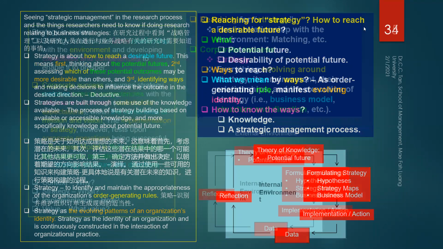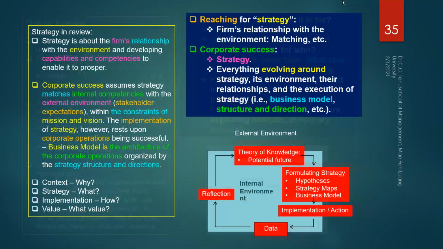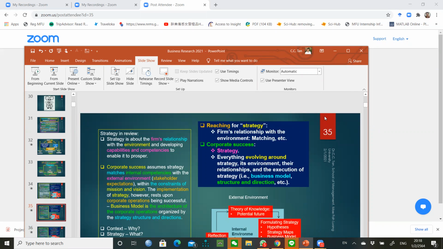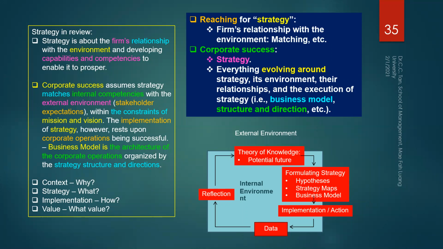Okay, so this is the other situation. Okay, so we are still reaching for strategy. We are still looking at the same topic, and another issue is reaching for strategy. We know from this process we are not isolated. We are in an environment. So the company's relationship with the environment, okay, that determines your strategy.